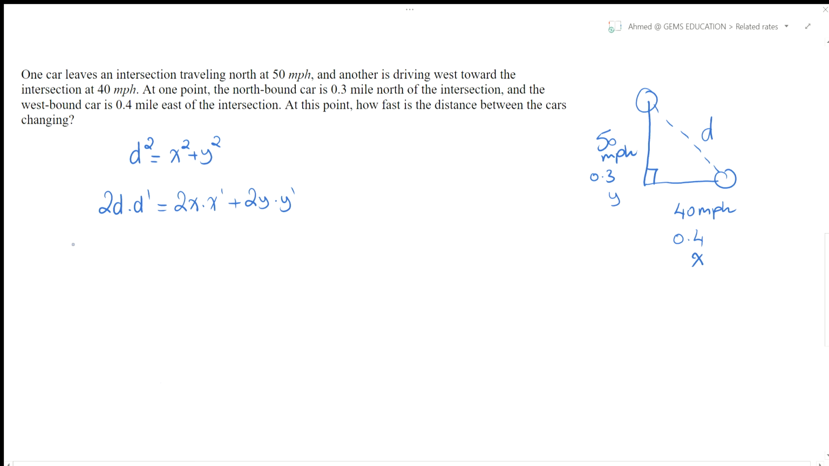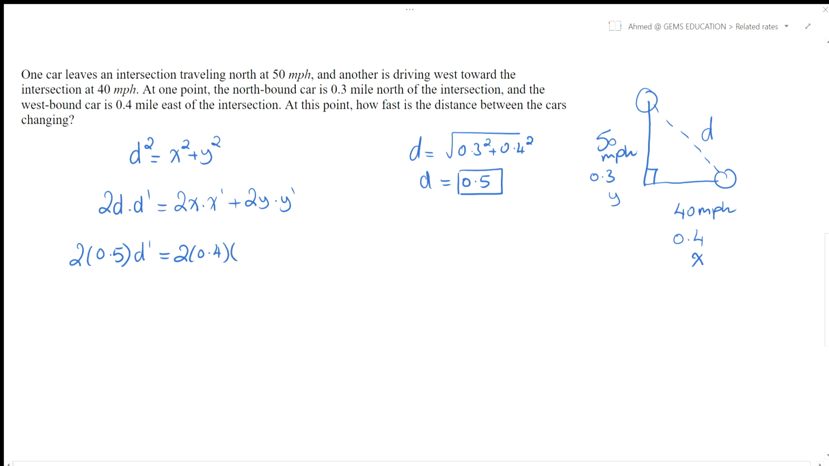Let's start substituting. So 2 multiplied by d. I do not know the value of d, but I can calculate the value of d using the Pythagorean theorem, and d is supposed to be equal to the square root of the two other sides, each of them squared. This should give me the value of d as 0.5. So now I have d and I can substitute that over here, and I'll say 2 multiplied by 0.5 multiplied by d prime, which is the unknown, and that's what I'm trying to figure out, equal to 2 multiplied by the x, and the value of x in this case is 0.4, multiplied by x prime.